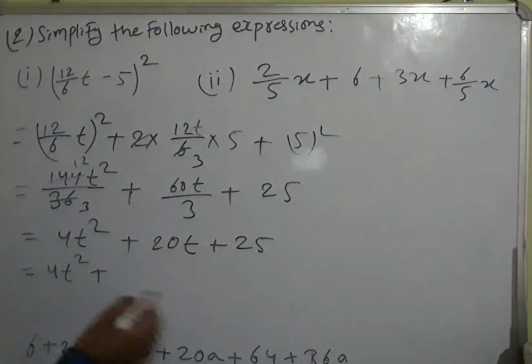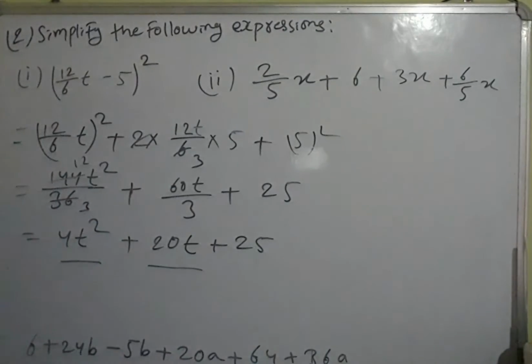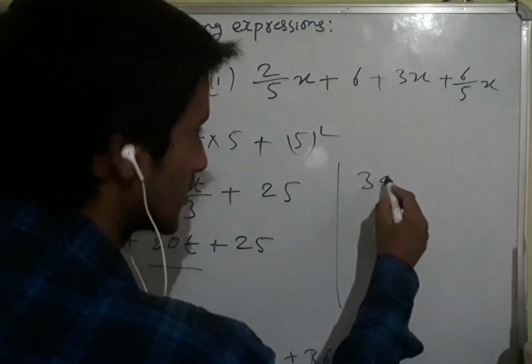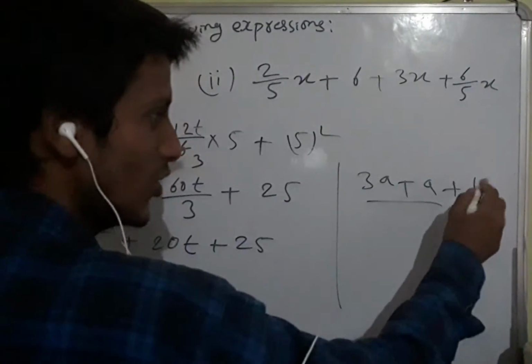Okay, we cannot solve this any further, because we can't perform the operation, as these are not like terms: t squared and 20t. I haven't taught you about like terms yet. Like terms are like this: when you have a, this can be added. I can't add b to this. Why can you not add b?